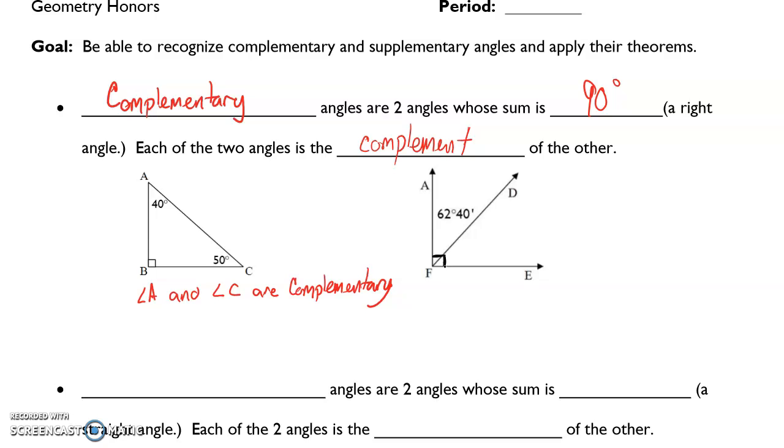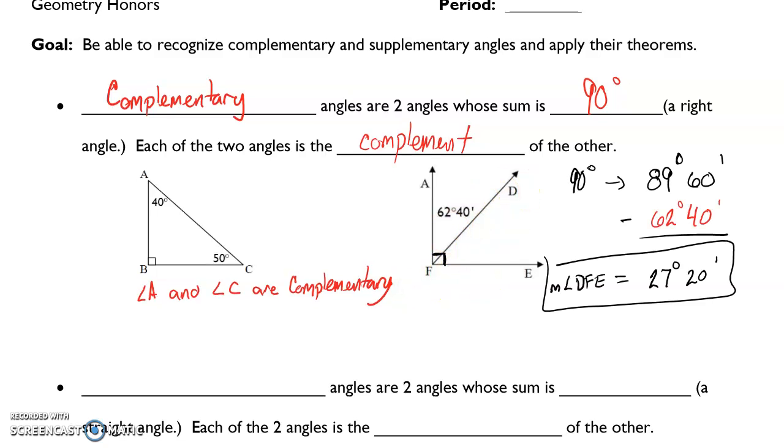And we could use subtraction to find the measure of angle DFE. And then a quick review, if we have a 90-degree angle because they are complementary, because I've now told you that with that mark, then that's the same as 89 degrees and 60 minutes. We subtract 62 degrees and 40 minutes, so the measure of angle DFE is 27 degrees and 20 minutes.